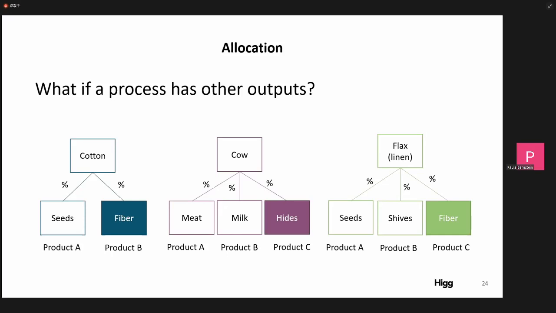These 3 examples, we use economic allocation, so the value of each of the outputs, but there are other options that are used, like allocating based on mass or on energy. So basically, this is just saying we give the environmental impacts a proportion of the overall impacts of the product based on the value of that product. So in the case of leather, the hide is a pretty small percentage of the value of the cow. I think it's about 3%. So the cow hides are just 3% of the impact of the cow.